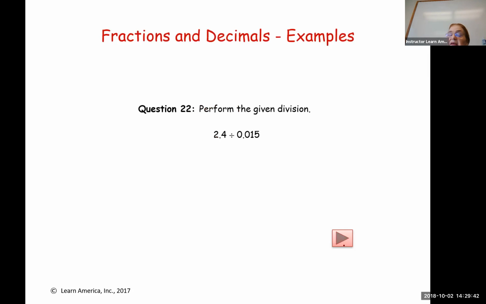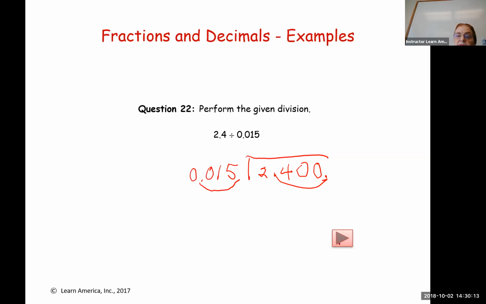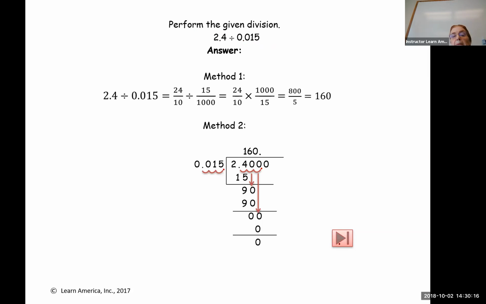Okay. Perform the division, 2.4 divided by 0.015. So we're doing this. Now remember that when you're dividing the decimal, if you're doing it longhand, you have to move this 3 places. So we have to move this 3 places to change these to whole numbers. So we wind up with 24/10 multiplied by 1,000 over 15.